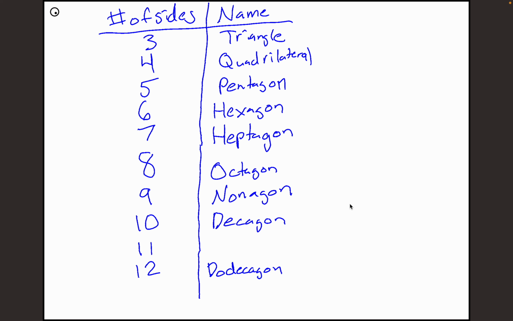Now, these are the names you need to know, okay? But have you noticed, we do have 11 blank and 13 blank? Other than the ones that we named right here, 11 and then 13 and any more sides than 13, we're just going to put the number and then put dash gone. So it's 11 gone. 13 gone.